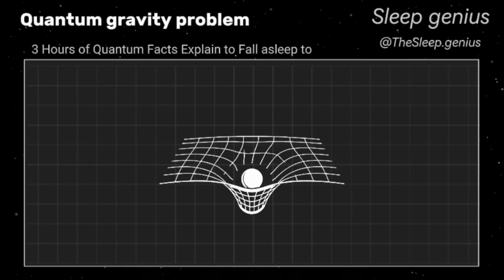Even tabletop experiments probing minute deviations in gravitational behavior or the nature of quantum superpositions of mass are being explored, but a definitive measurement remains a distant goal, underscoring the subtlety and scale of the challenge. The implications of understanding quantum gravity are profound and often counterintuitive.